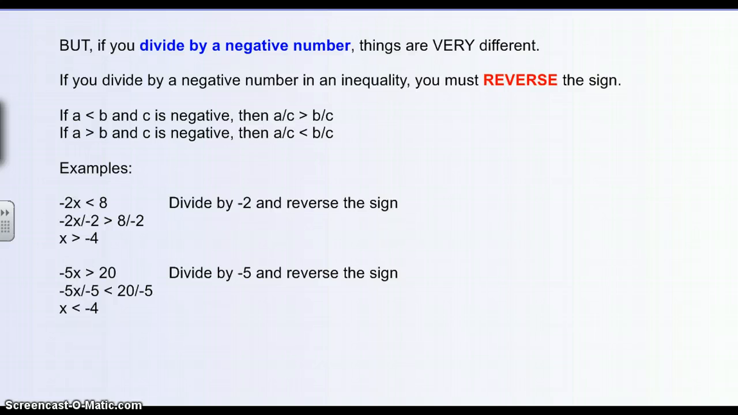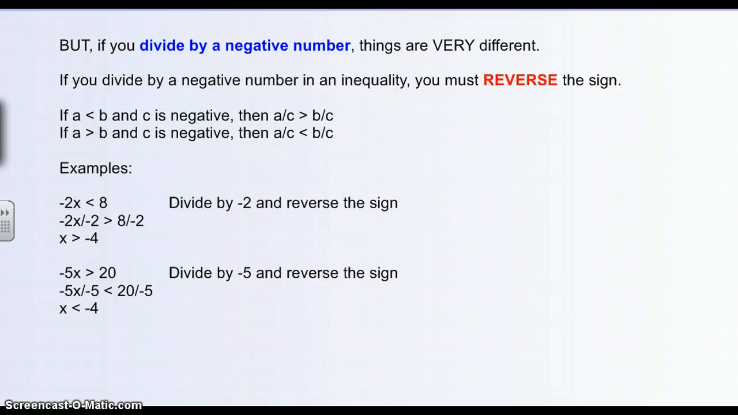So let's take a look at some examples here. We have negative 2x is less than 8. To solve for x, we need to divide each side by negative 2. As soon as you divide by negative 2, reverse your sign. Do not wait until the last step or the answer to reverse your sign, because I promise you, you will forget to do it. So make sure you do it right away. As soon as you divide by a negative, reverse the sign.